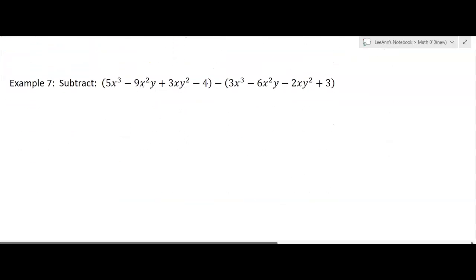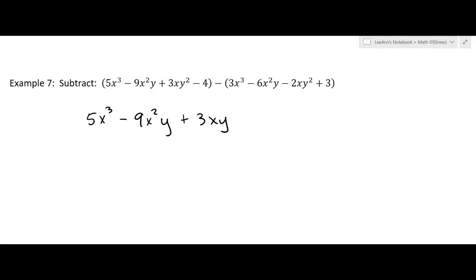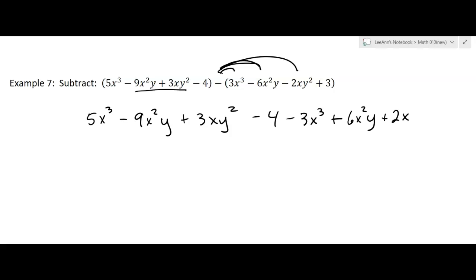So we have 5x cubed minus 9x squared y plus 3xy squared minus 4. Okay, now these 2 terms are not the same. One is an x squared y and the other is an xy squared. Okay, and then I'm going to have to distribute the minus sign, so minus 3x cubed, and I'm just writing them all out to the side, plus 6x squared y. Then it's going to be plus 2xy squared, and then minus 3.